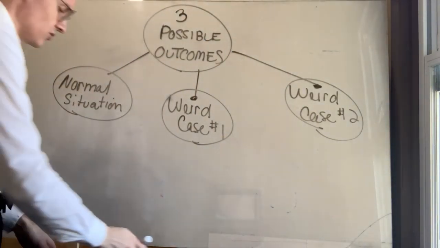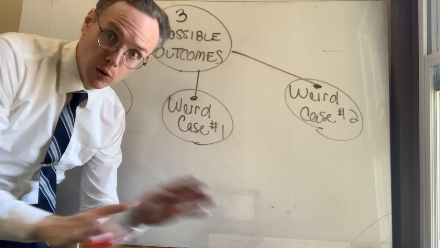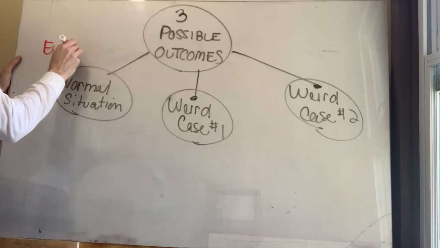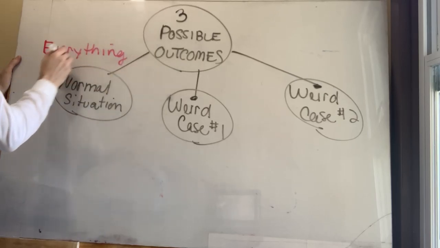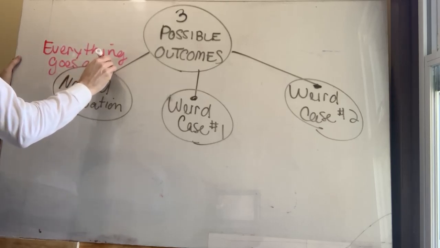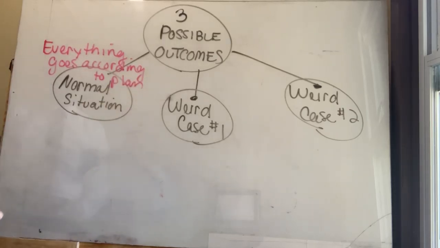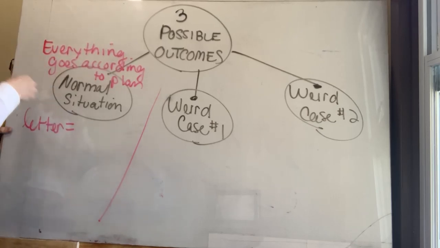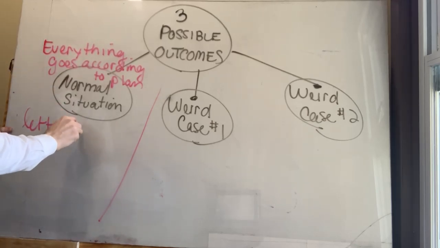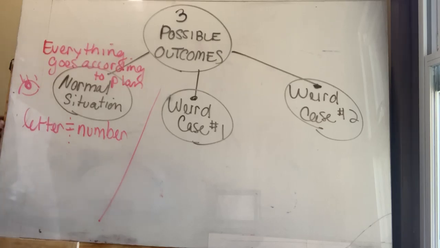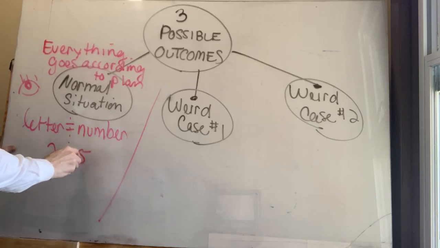Okay, what's the normal situation? The normal situation is that everything goes according to plan. Expecting, which is that a letter simplifies down to a letter on the left side maybe, and just a number sitting on the opposite side. It looks like this. Letter equals number. All right. As an example, x equals 5, something like that.